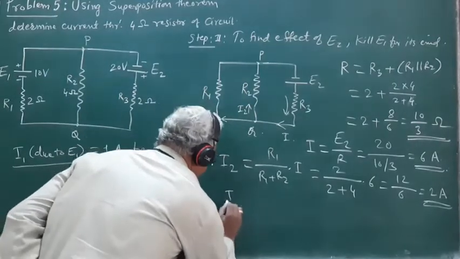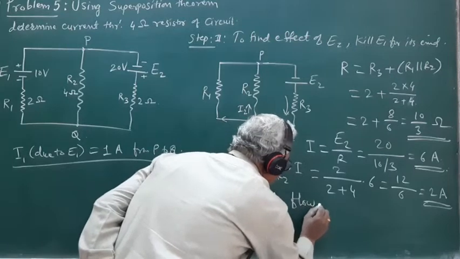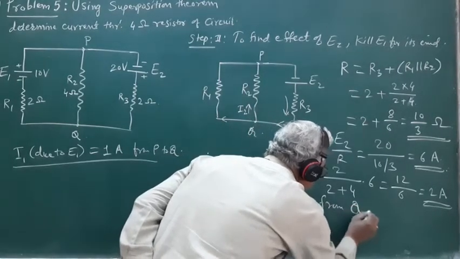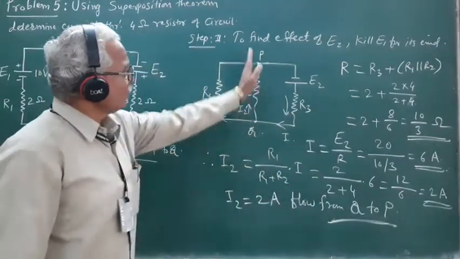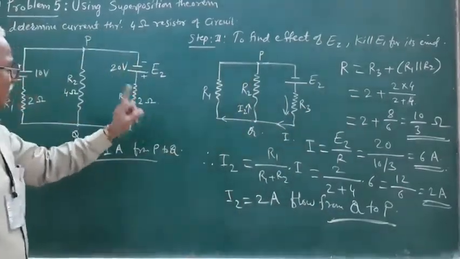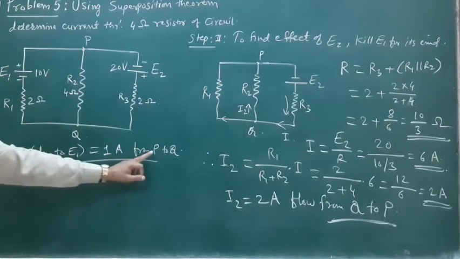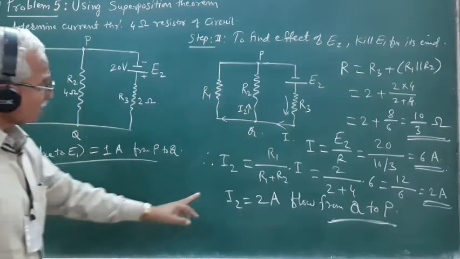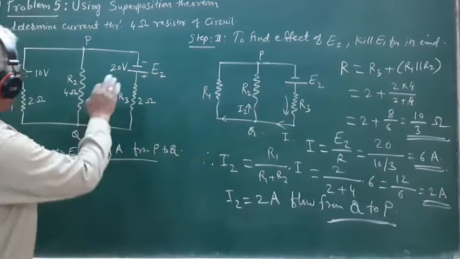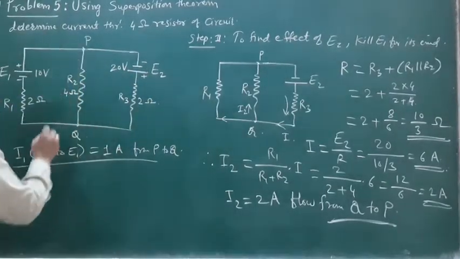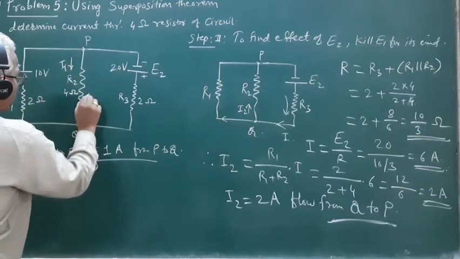So this current I2 equal to 2 ampere flows from Q to P. So the current through this resistance R2 due to E1 flows from P to Q, and the current through this same resistance R2 due to E2 is going to flow from Q to P. So this is I1 and this is I2.